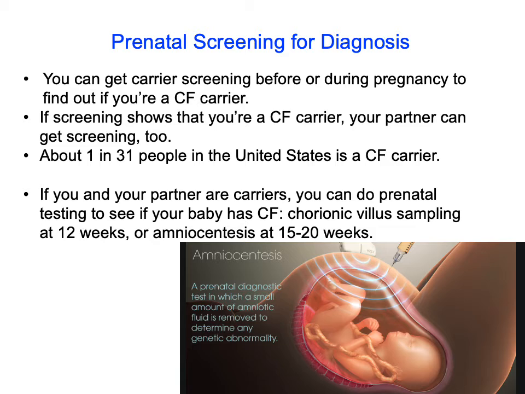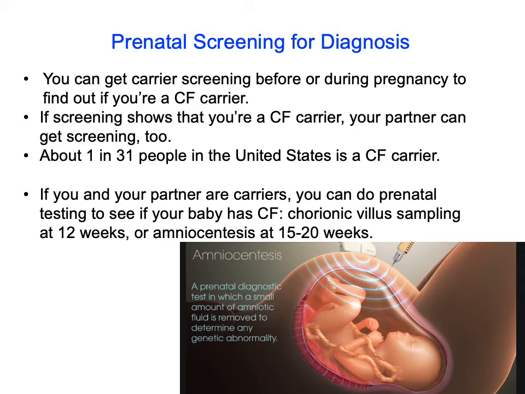Diagnosis can also occur via prenatal screening. So for cystic fibrosis, you can get carrier screening done before or during your pregnancy to find out if you're a carrier. If screening shows that you are a carrier, and that would mean you have a mutation in one of the two CFTR genes, your partner could also have screening done. And this really can make a lot of sense because about 1 in 31 people in the United States is a carrier of cystic fibrosis. So if you and your partner are carriers, you can do prenatal testing to see if your baby has CF.